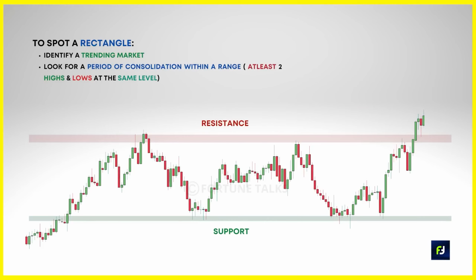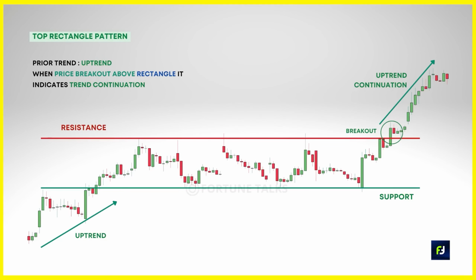So in short, in order to identify the rectangle pattern, we will need to locate a trending stock that is having a period of consolidation. And there should be a minimum of two tops and two bottoms that are horizontal to one another, which will act as the resistance and support levels. As I have mentioned, the top rectangle is seen during an uptrend. You would need to notice a breakout through the upper level of the pattern. Now this will confirm that the bullish move is coming back, and traders can look to enter long positions when the pattern forms a break above the resistance level to continue with the bullish trend.